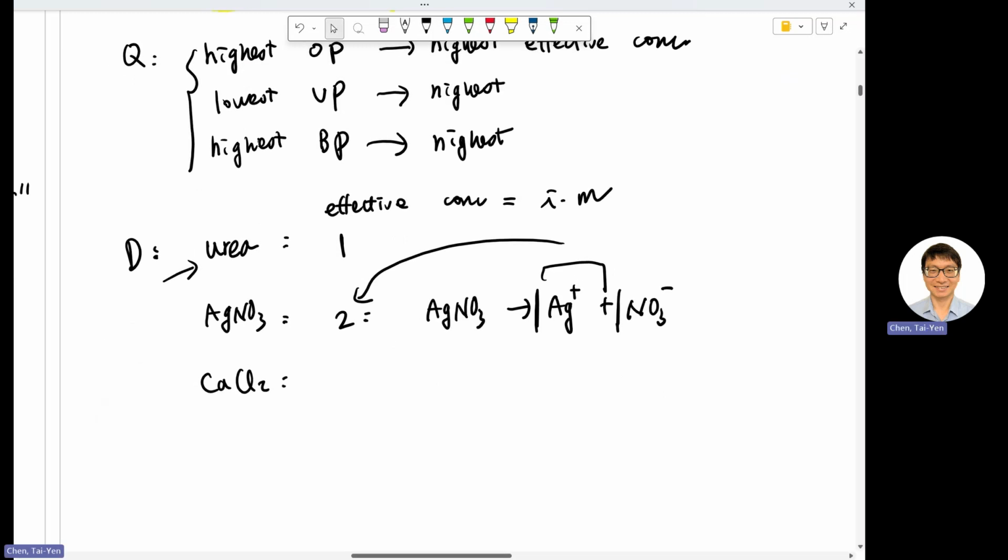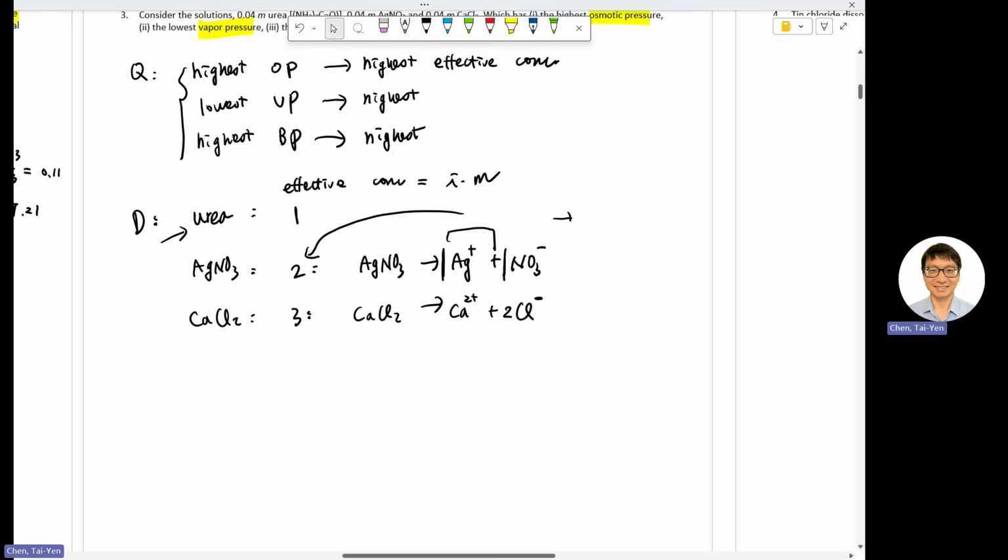How about your CaCl2? 3, right? Cl always carries a -1 charge. I always say 7A elements are always -1 charged once they dissociate. You have 2 of them. And then calcium 2 plus, it's a 2A element. Once they dissociate, it always carries +2. Since I have 1 cation and 2 anions, your i equals 3.